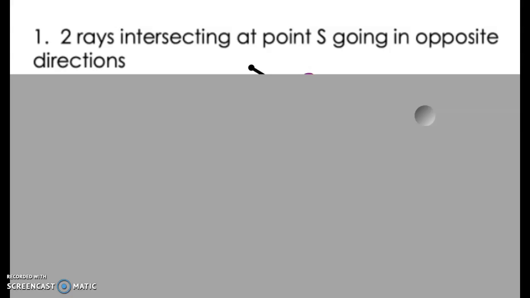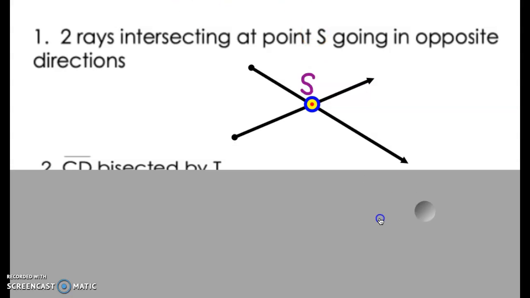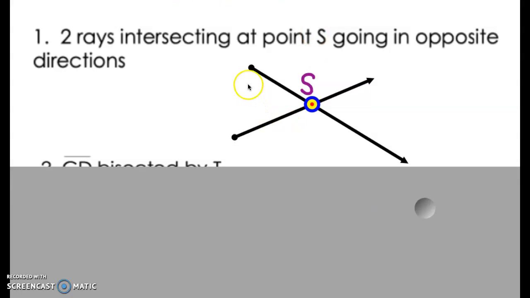So remember, a ray has one distinct endpoint and then goes forever in the other direction. So you're going to have an endpoint and an arrow on the other end. So let's look here. I have two rays because they both have endpoints and arrows. So they each have an endpoint and an arrow, which makes them rays. So I have two rays.